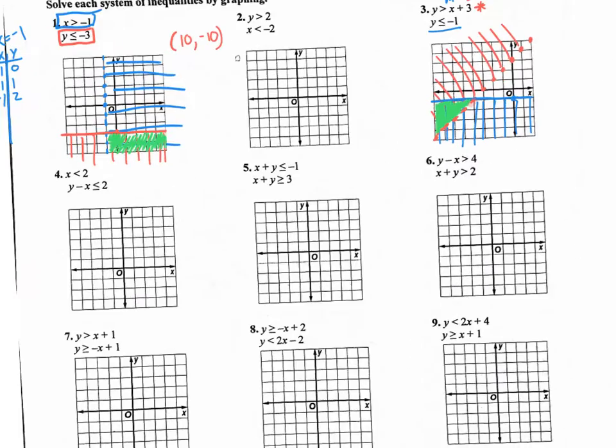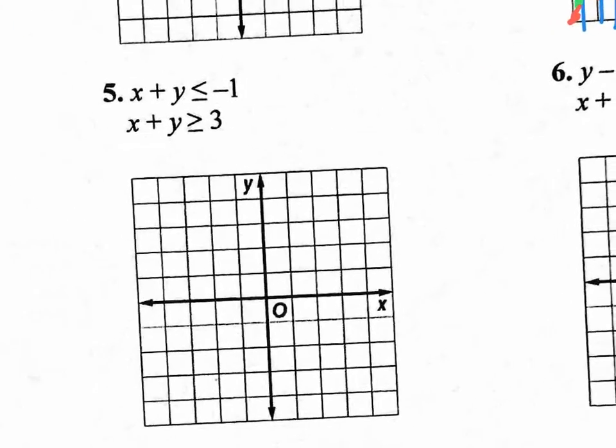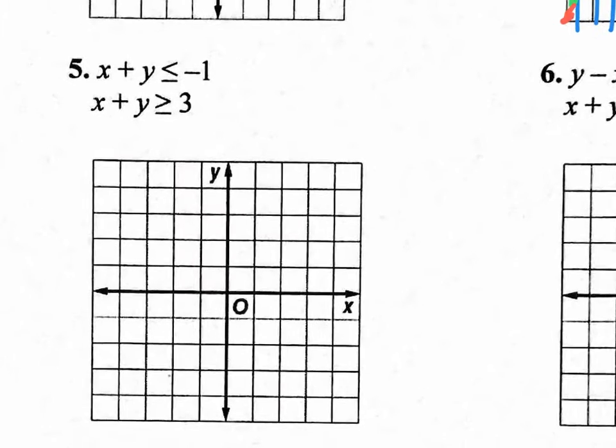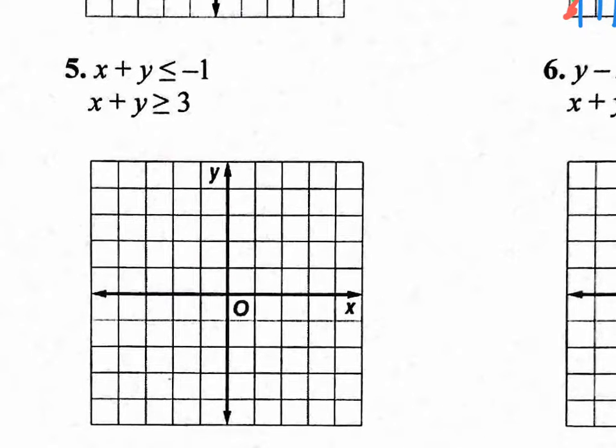Let's go to number 5. Now, number 5, they are in standard form, so you're going to have to manipulate them first, get them in slope-intercept form. So let's get rid of that x by subtracting x. So the top equation is really going to be y is less than or equal to negative x, which means negative 1 over 1x, minus 1.